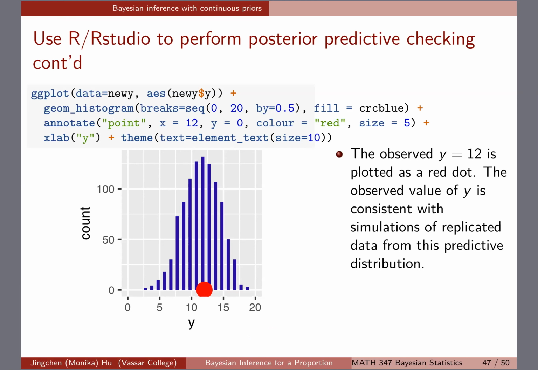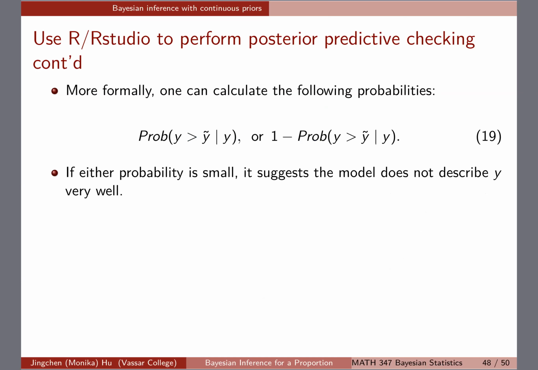So that's typically done. Sometimes you might see, let me just give you an example, if the original data is super extreme, like this or like that, it might indicate that the model is not really good, in the sense that the predicted values from the model are very far from what I saw in my data. That gives you an indication that the model is not doing well. Formally, you can also check how many are greater or how many are smaller than the predicted value. If either probability is very small, it suggests the model does not describe it very well.